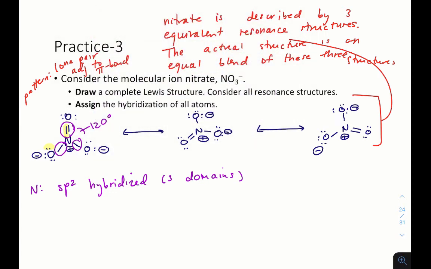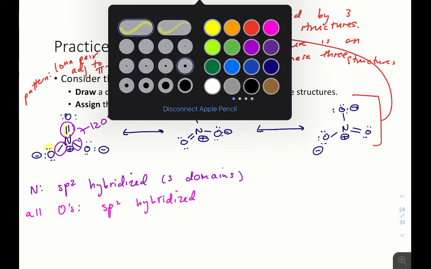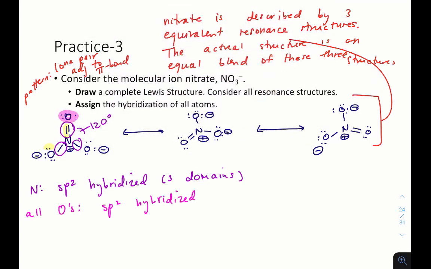Now, if we're thinking about the oxygens, we might get different answers. But I am here to tell you that all 3 oxygens are sp2 hybridized. You might say, no, wait, what? How could that possibly be? For example, this oxygen looks sp2 hybridized here, right? It has 1, 2, 3 domains of electrons. But it looks sp3 over here with 4 domains. So doesn't it switch back and forth, or what's going on here? No, it does not switch back and forth.